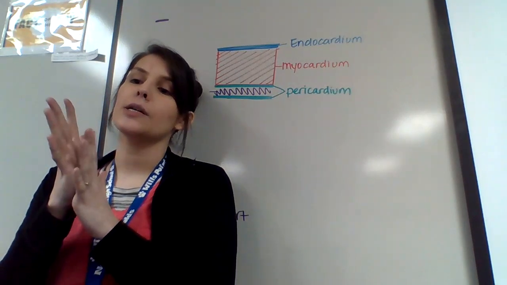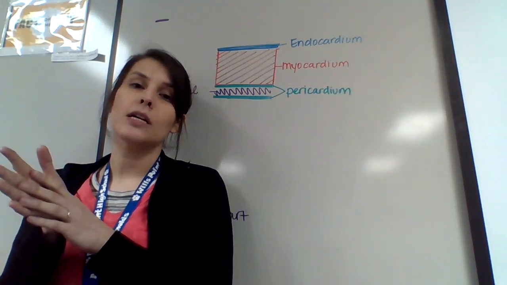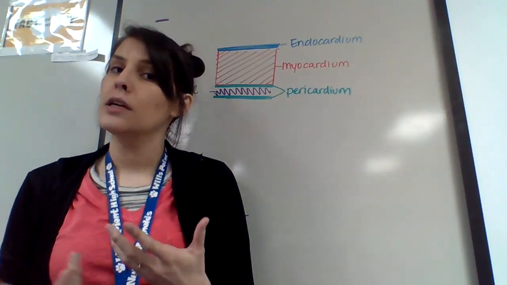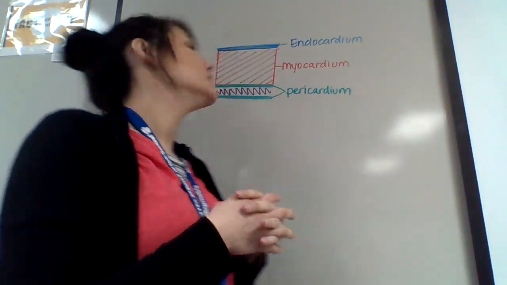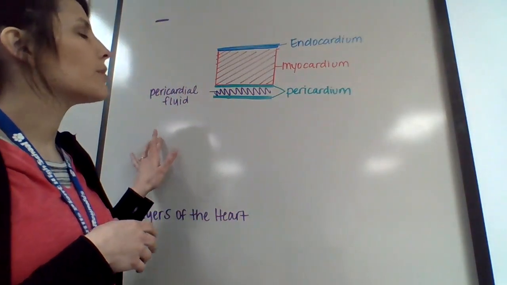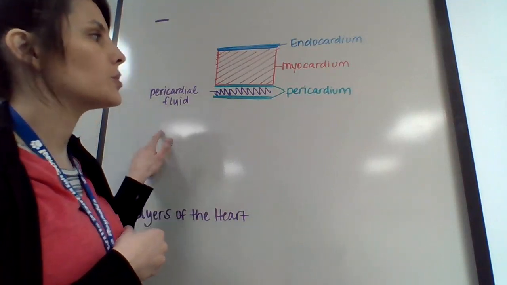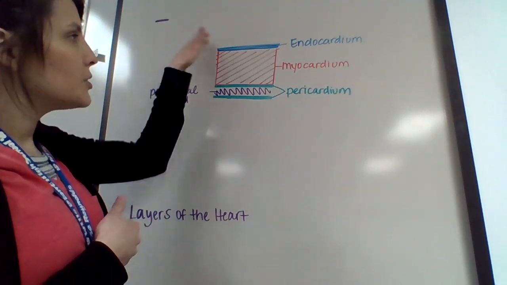So that pericardial layer has that fluid in between there. So when it does move, it makes it easier and it doesn't cause all that friction and it doesn't cause it to get as hot, and therefore it can function more effectively. So that pericardial fluid is going to be very important. We'll talk about what happens if there's too little or too much. But these are the various layers.